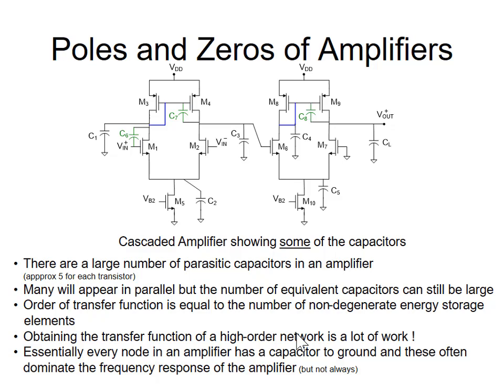So here's a 2-stage amplifier. This happens to have 2 tail current biases. And you see that there's a lot of capacitors in this 2-stage structure. There are about 5 in each transistor. So that means there's about a 10th order transfer function, minus a few loops. However, many of them appear in parallel. But even if some appear in parallel, it's still quite a large number.